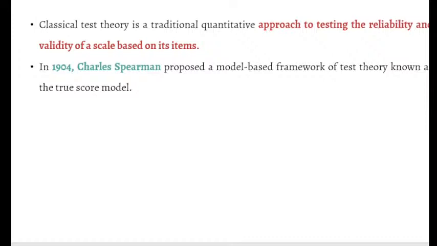So it is a traditional approach. The newer approach is item response theory, that we will be doing in another class, and it helps us in testing and calculating the reliability and validity of a particular test. Now, this theory is also known as the true score model or theory of true and error score.